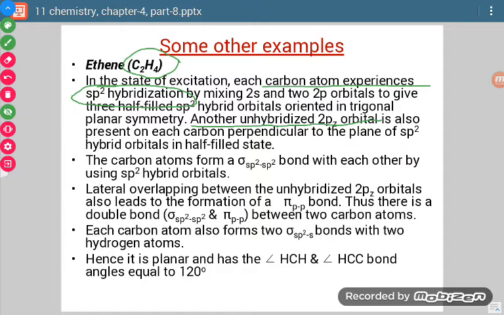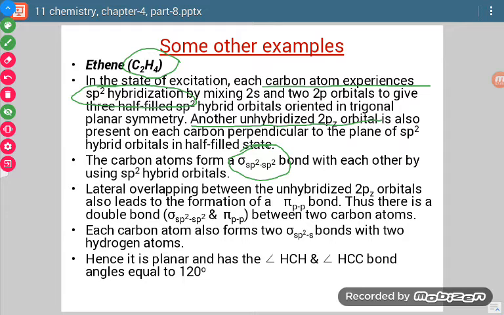Okay, unhybridized means that its geometry will not change, it will stay like that only, and there will be presence of an electron. Now the carbon atoms will form sigma bonds between themselves. We are talking about C2H4, so there are 2 carbon atoms, and both carbon atoms are sp2 hybridized. So those 2 carbon atoms will form one sigma bond.